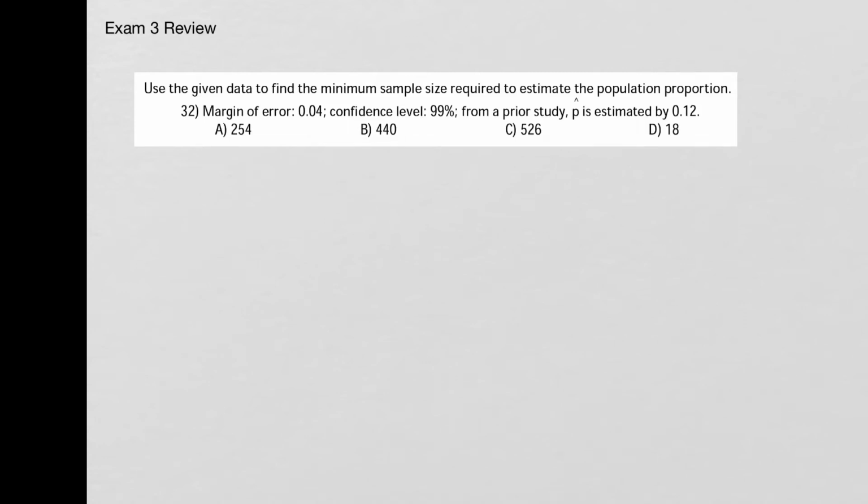In this problem, we need to use the given data to find the minimum sample size required to estimate the population proportion. So when we are finding sample size for a proportion, we're going to use one of two formulas. And the way we decide which one to use is we look to see if there is a preliminary estimate for the population proportion. And so we have that given here. P hat is estimated by 0.12.